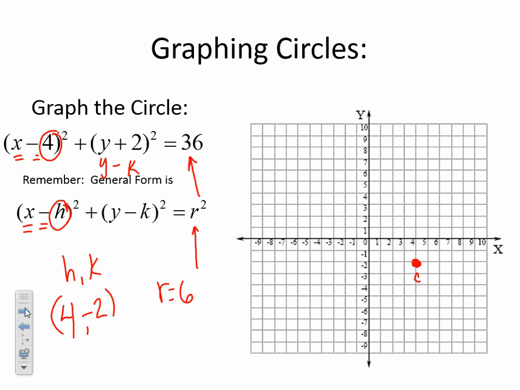So if I go 6 to the right, I'd end up over here at 10. If I go 6 to the left, I'd end up right here. If I go 6 up, I'd end up right here. And if I go 6 boxes down, I'd end up right here, at negative 8. So we need to now draw a circle as best we can, of course, because it's a rough sketch, through these points to try to draw that circle that has that center, okay?